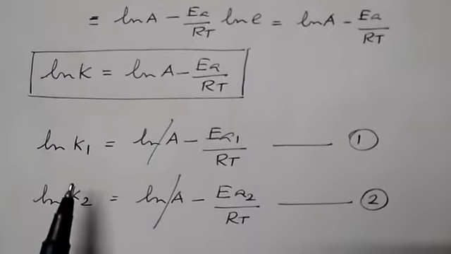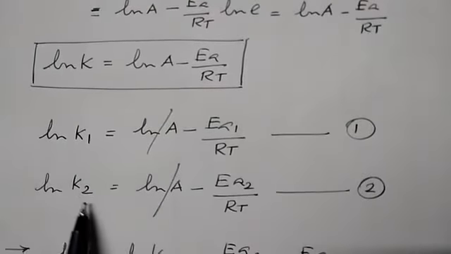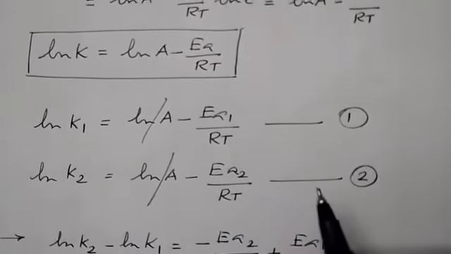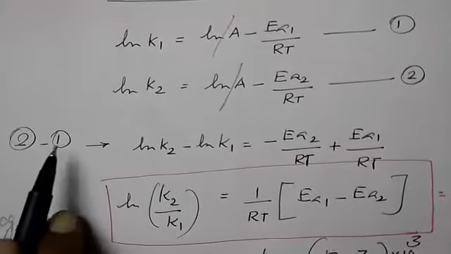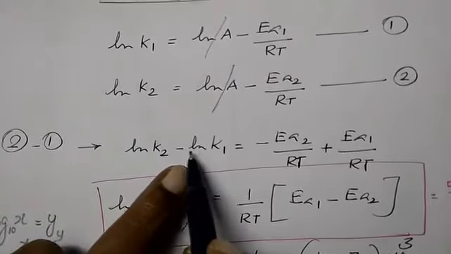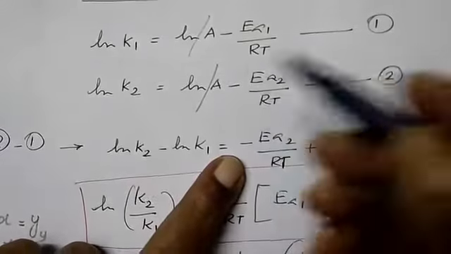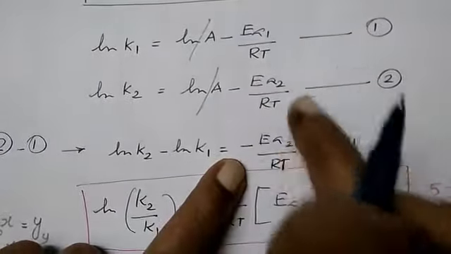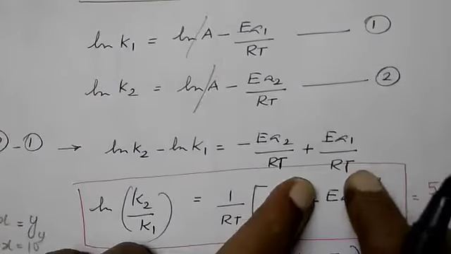Now this relationship we have to write for K1 and K2. When you are writing K1, the activation energy is Ea1, and for K2 the activation energy is Ea2. You have to proceed in such a manner that you cancel the ln A. Since it is plus and minus, we have to subtract equation 1 from equation 2. So ln K2 minus ln K1 is equal to equation 2 minus 1. ln A is getting cancelled: minus Ea2 by RT minus of minus, plus Ea1 by RT.